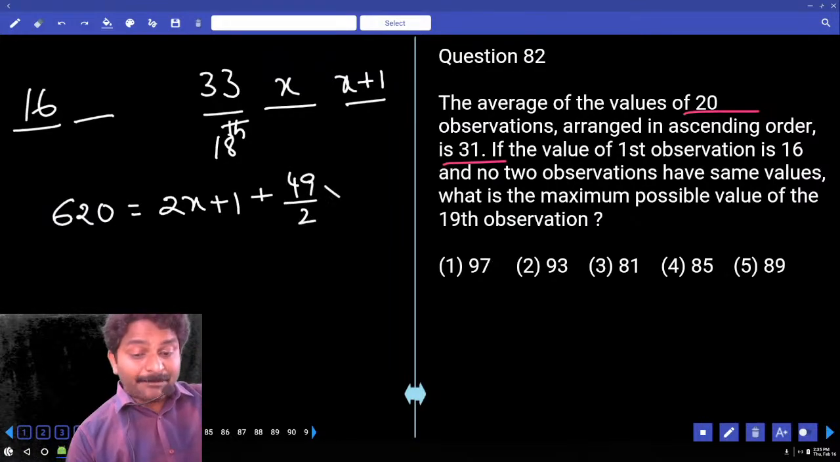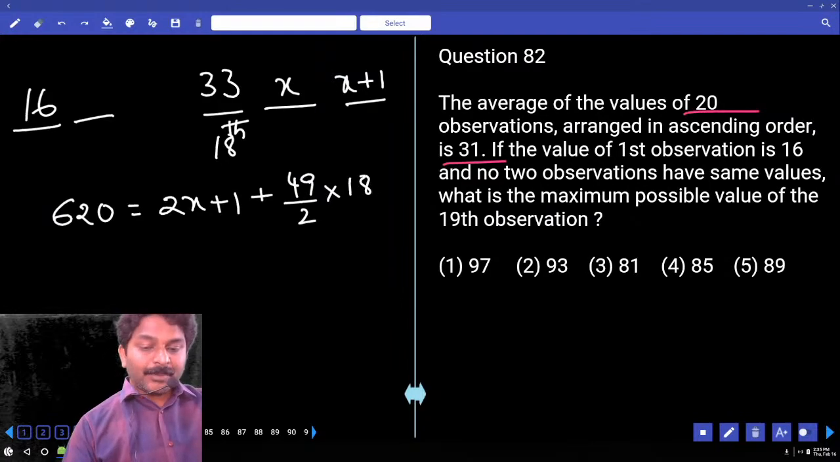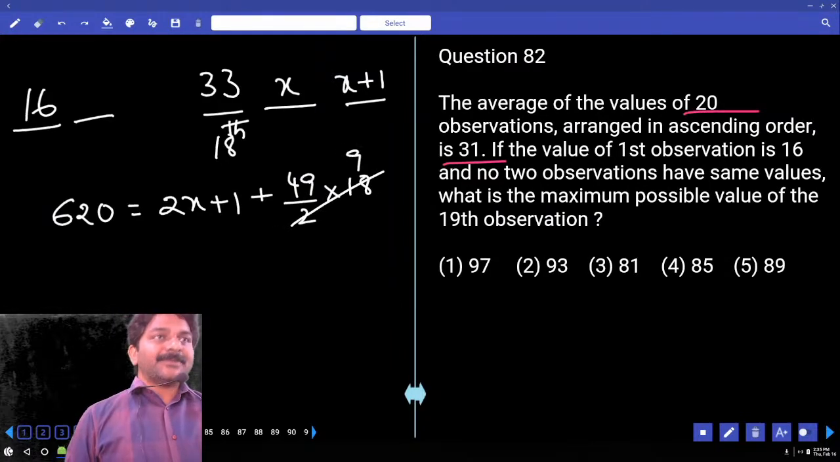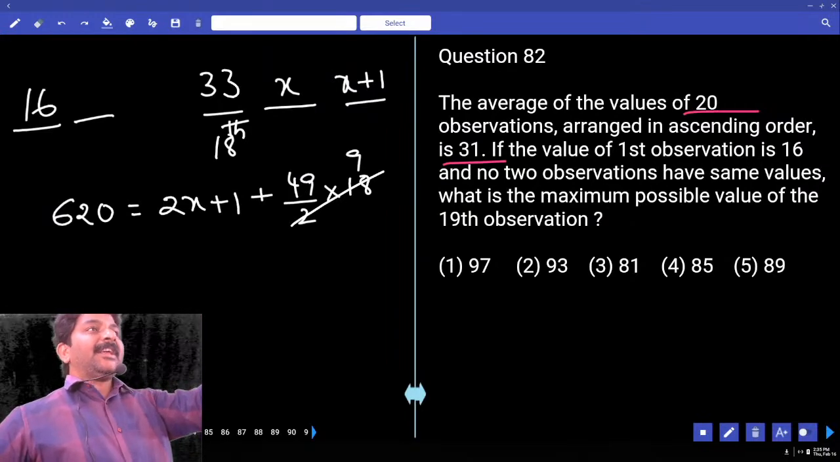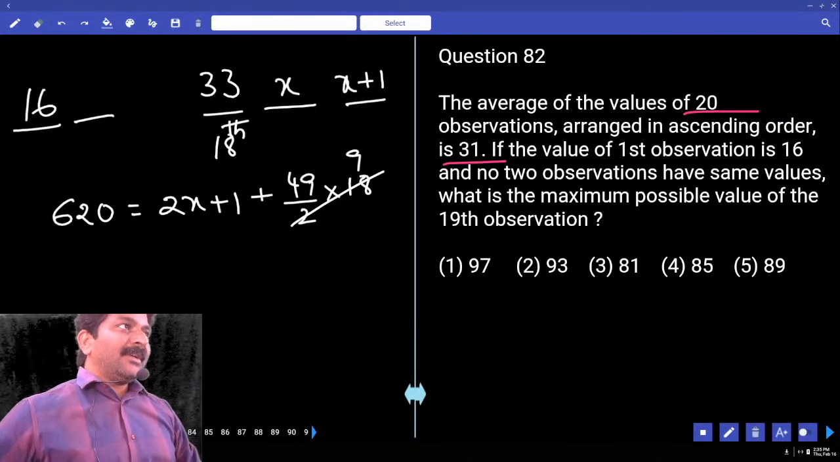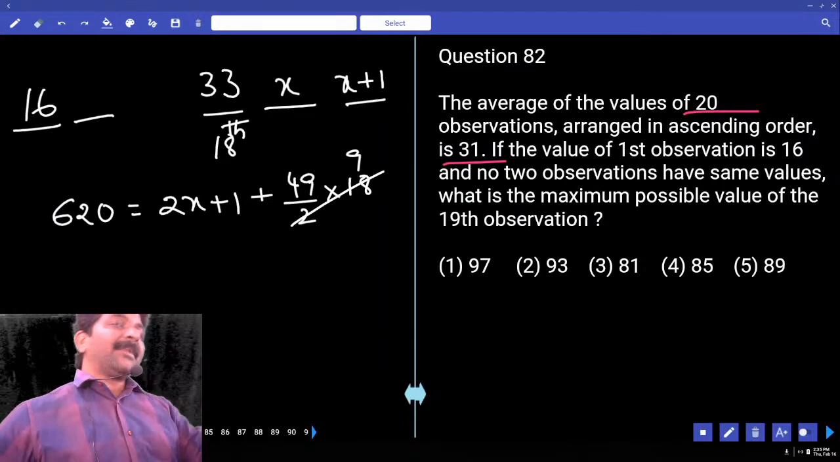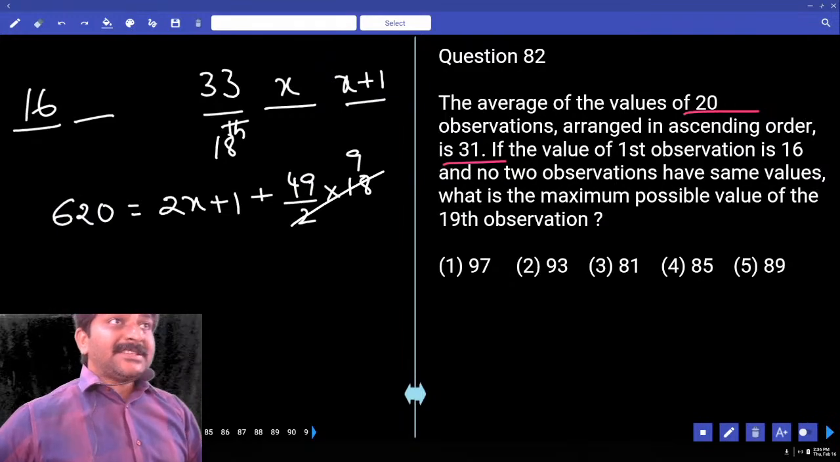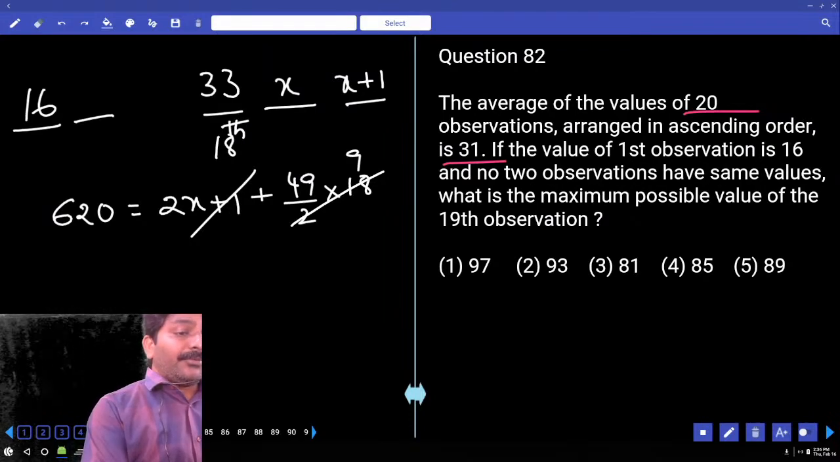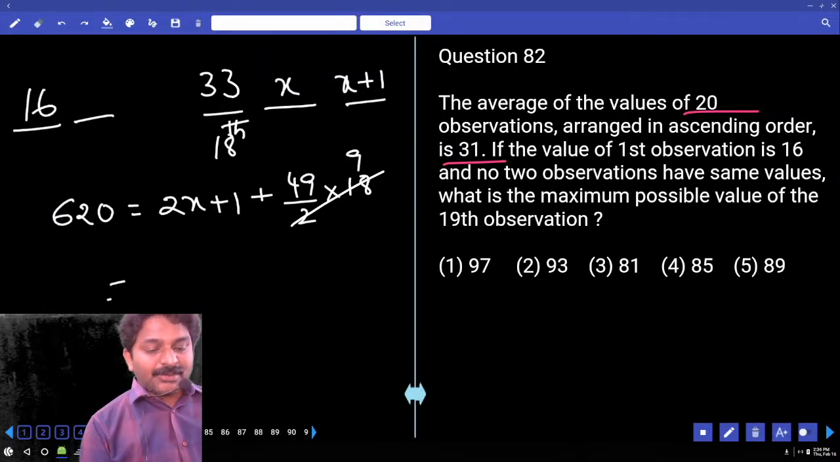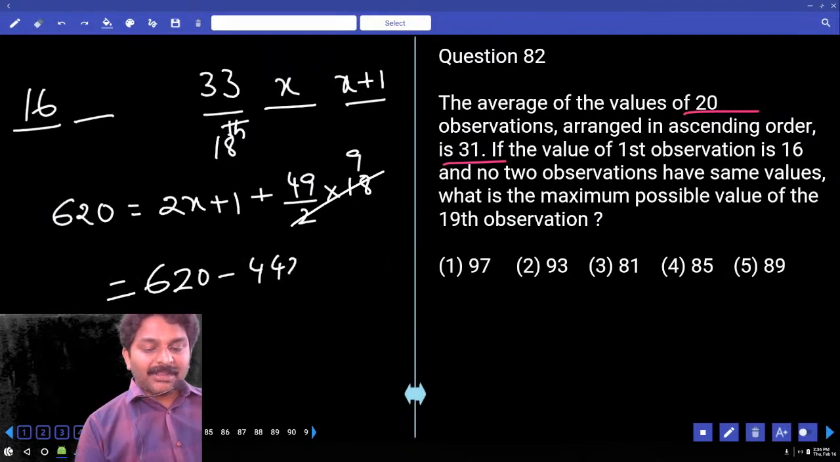Average multiplied by the number of numbers, 18. 18 divided by 2 is 9, so 49 times 9. Take 50 times 9, which is 450, subtract 1 time 9. That gives 441. Plus 1 is also there, so 442. That means 2x is equal to 620 minus 442. x is equal to that by 2.